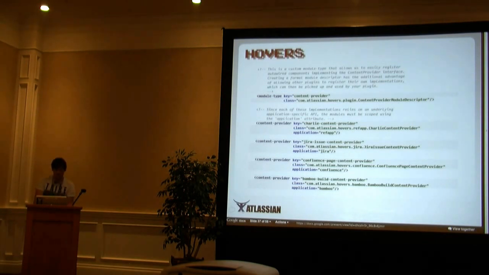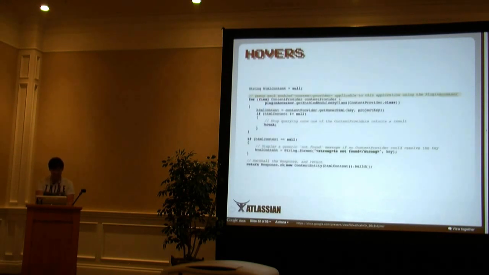Then we've got a whole bunch of content provider implementations. Now, each of these implementations, because they're compiled against the particular APIs of each application, have been scoped to those particular applications. So custom module types are also a really nice way of building cross-product plugins. While this isn't actually something that other developers may necessarily want to extend, it's a really nice way of segregating those different modules within your own plugin and ensuring that they only load in their respective applications.